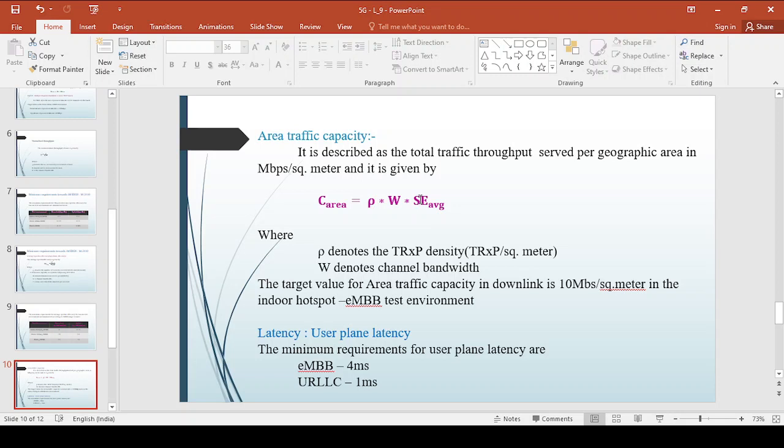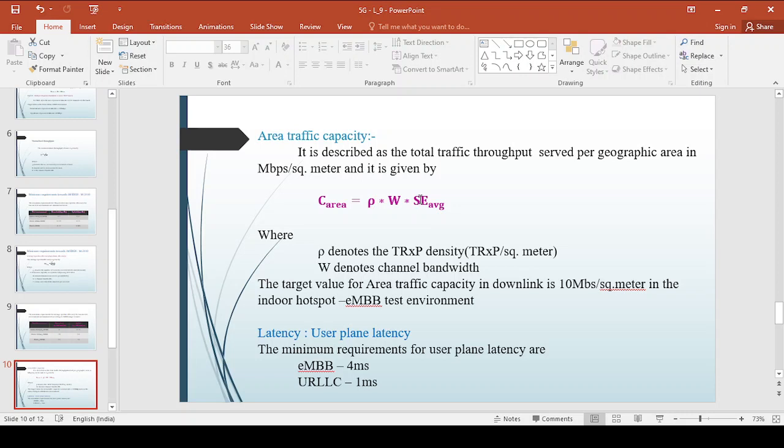Whereas for URLLC, ultra reliable low latency communication, we have three different usage scenarios. In the previous lecture we saw that the usage scenarios of 5G are broadly classified into three: enhanced mobile broadband, URLLC, ultra reliable low latency communication, and massive machine type communication. For eMBB we require user plane latency of 4 milliseconds, and for URLLC we require user plane latency of 1 millisecond.